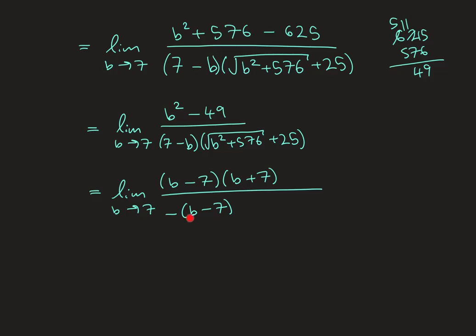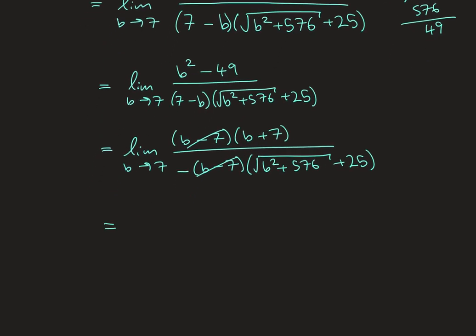I would get a negative b. Redistribute the negative right here, I'd get a positive 7, so I think I'm good. And then I'd have the square root of b squared plus 576 plus 25, all in my denominator. These guys cancel. That was the entire point.